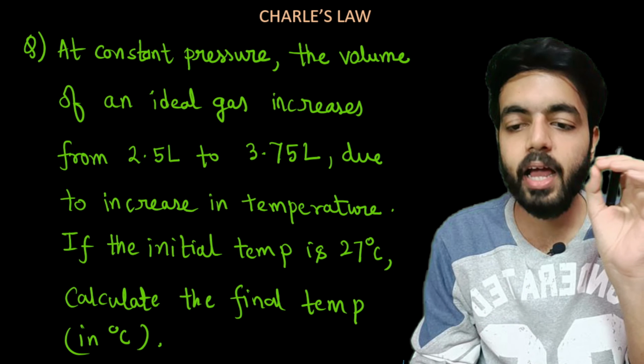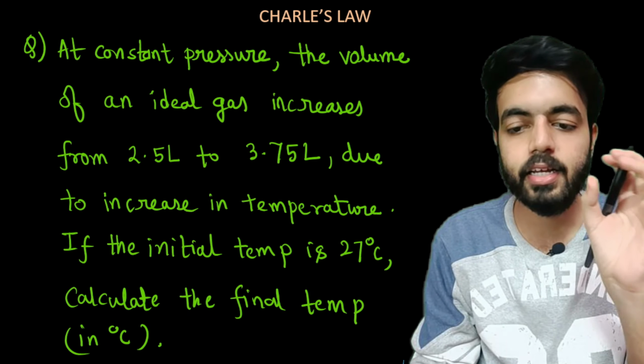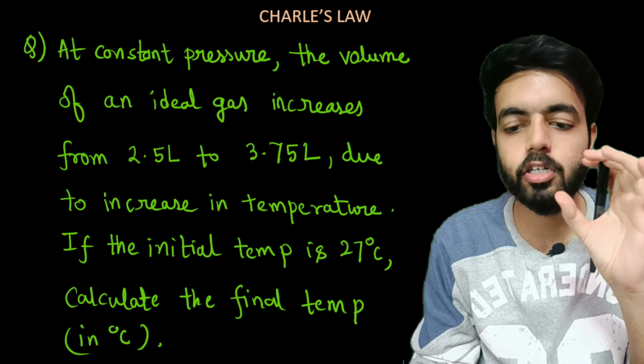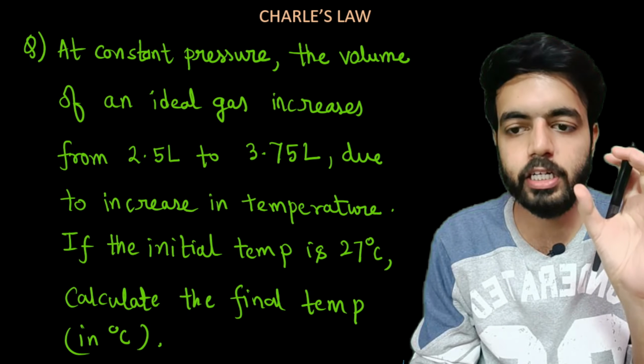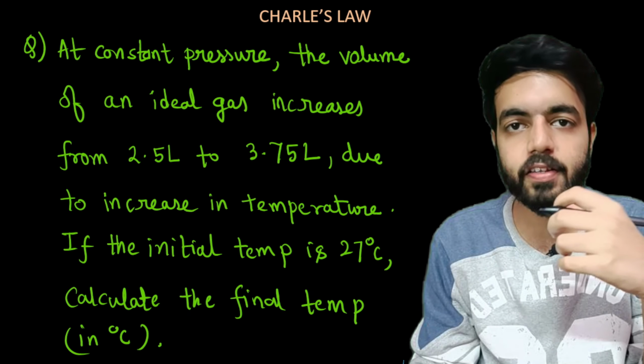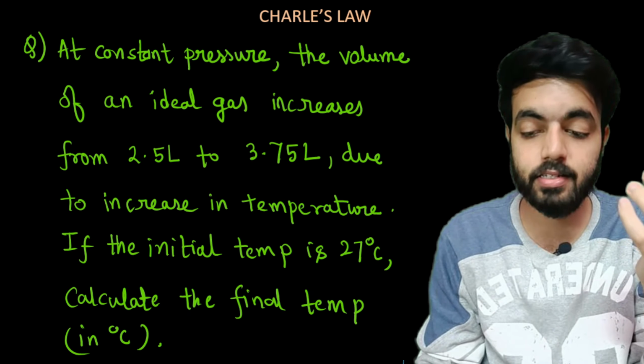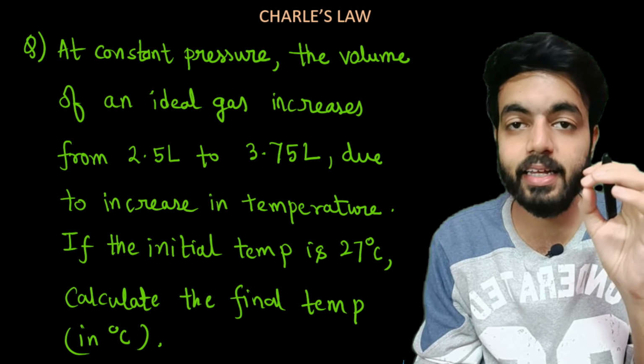The question is, at constant pressure, the volume of an ideal gas increases from 2.5 liters to 3.75 liters due to increase in temperature. If the initial temperature is 27 degrees Celsius, calculate the final temperature in degrees Celsius.